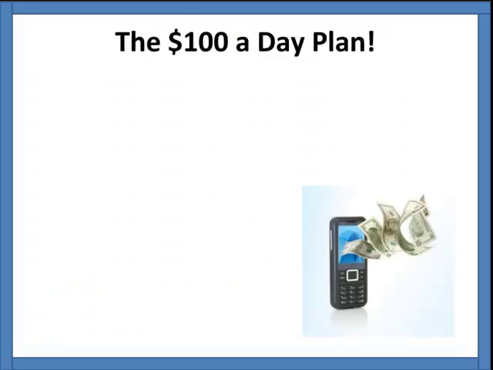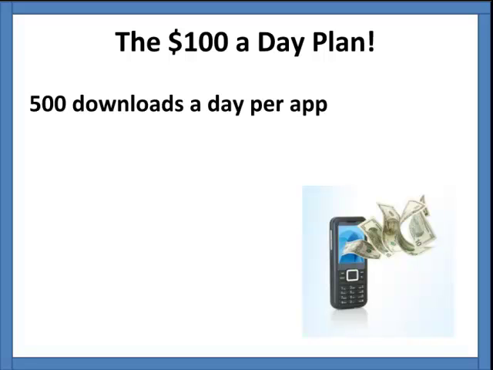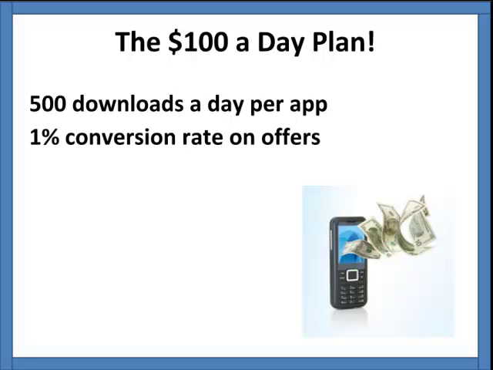Let's take a look at the $100 a day plan. Exactly how does this work? Well, first off, you've got to build up to about 500 downloads a day per app. Once you get to 500 downloads a day, you're looking at about a 1% conversion rate on the offers. This is one of the ways you monetize your app, on the offers that you have inside your app that's related to the niche market. That translates into 5 sales a day.